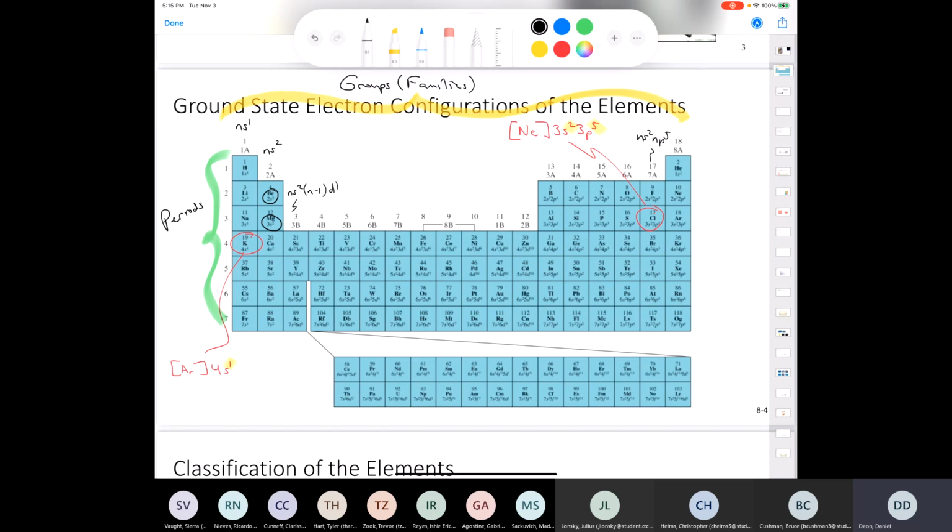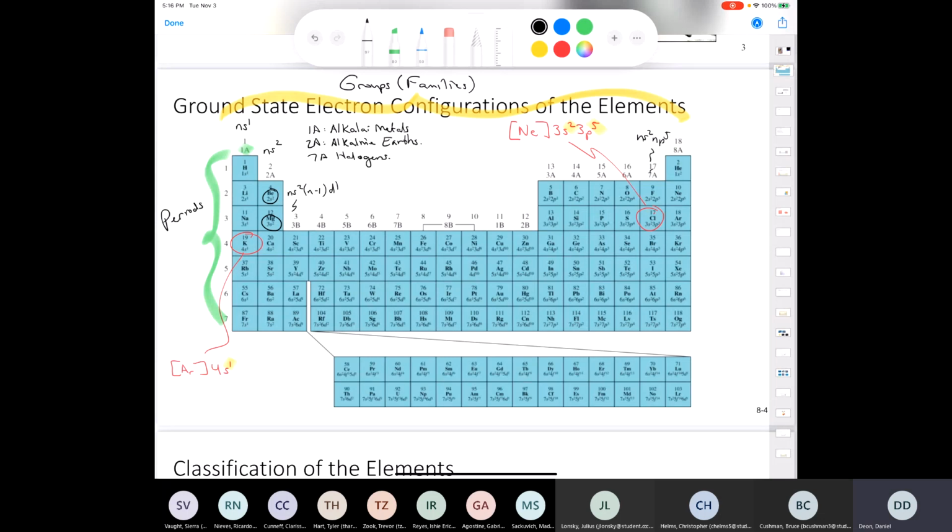There are a few things that I want you to be aware of about the groups and the periods in the periodic table, mainly the groups. So let's cover some of that right now. The first thing is that we call group 1A the alkali metals. Group 2A, we call the alkaline earths. Group 7A over here, we call the halogens.